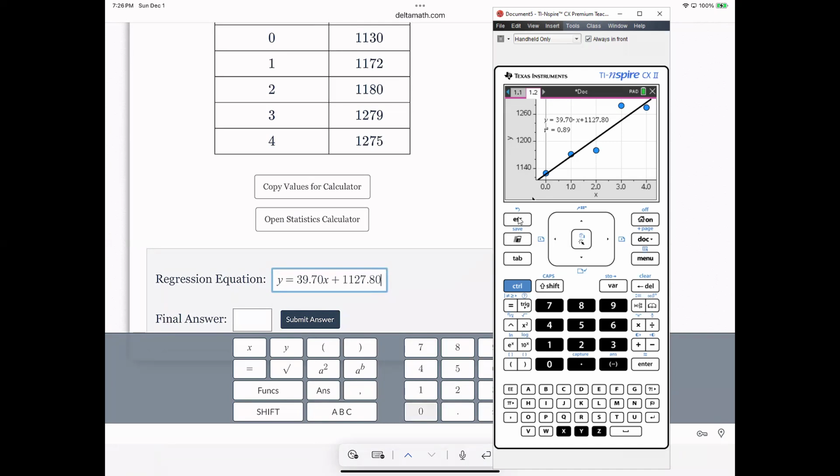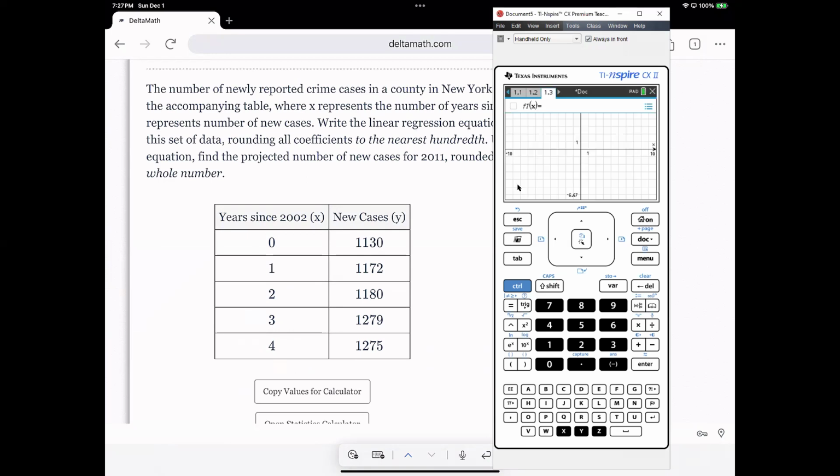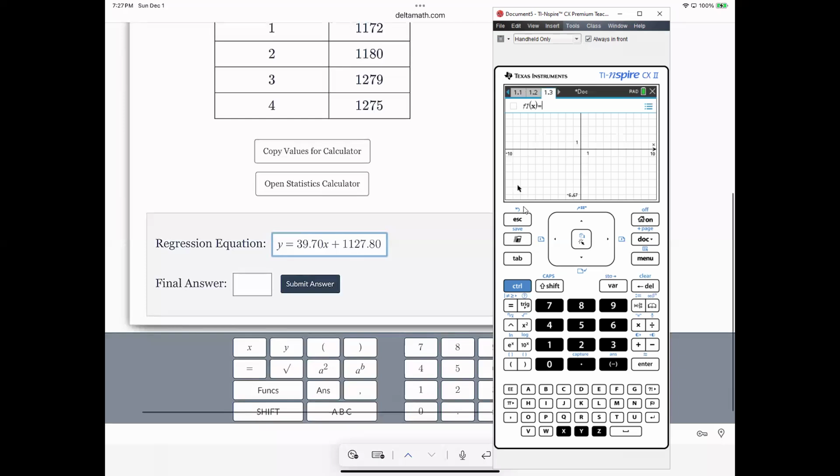Now they want us to use this equation, and they want us to figure out how many new cases we would have in the year, let's go back, they're saying in the year 2011. So if this table starts at 2002, that means that the X value is going to be 9. So now really all you have to do is we're just going to go here and we're going to enter the equation that we came up with, right?